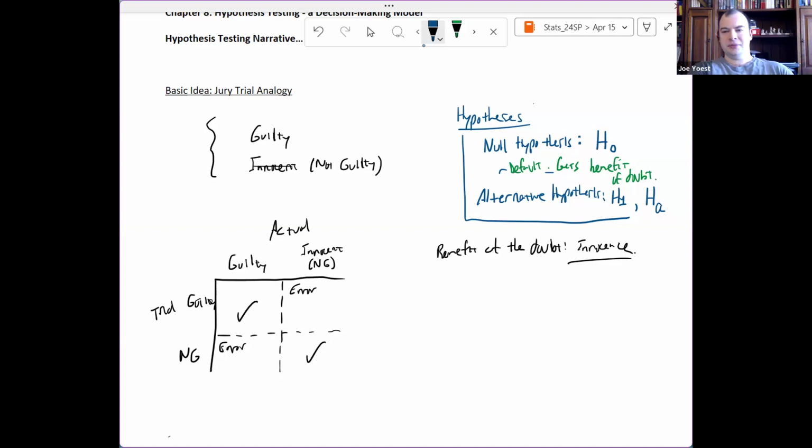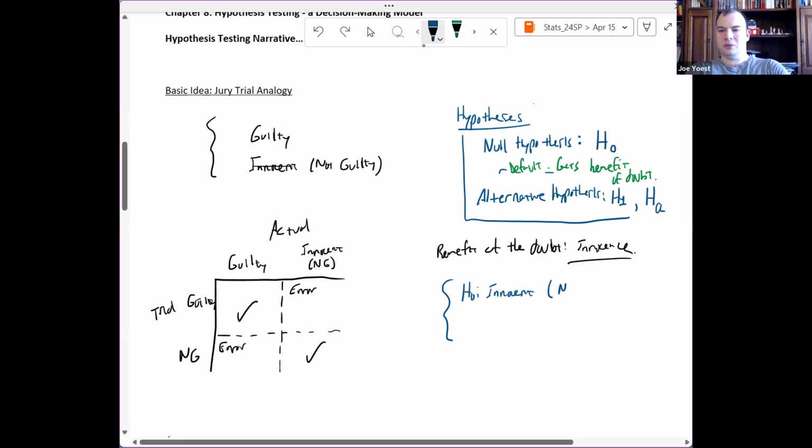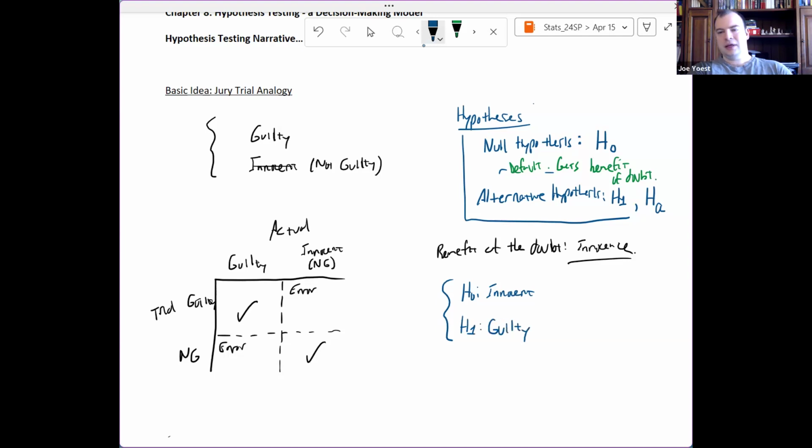Same with a jury trial. What would our hypotheses be? Our null hypothesis is that the person is innocent or that they're not guilty. But here we'll stick with the wording innocent for the hypothesis, because the hypotheses are dealing with the real world situation. And the alternative is that they are guilty. So again, we give the default, we give the benefit of the doubt to the null hypothesis, to innocence.